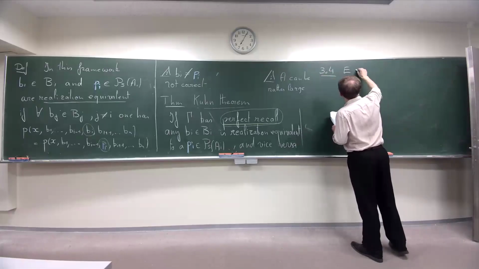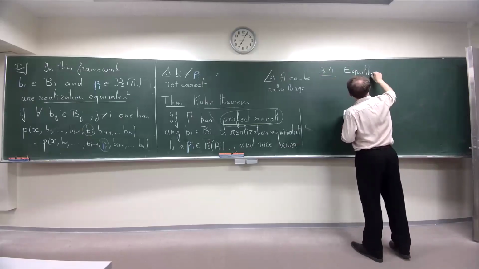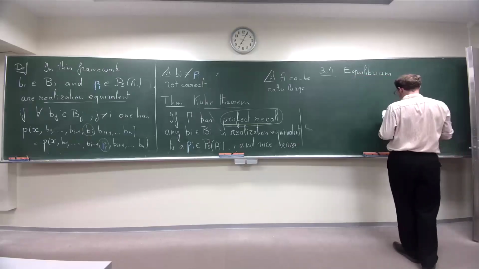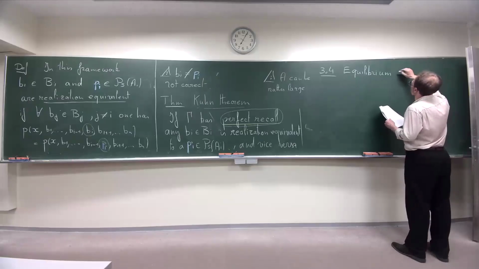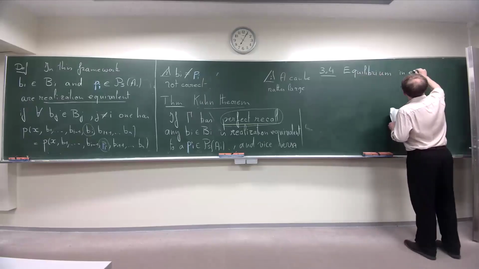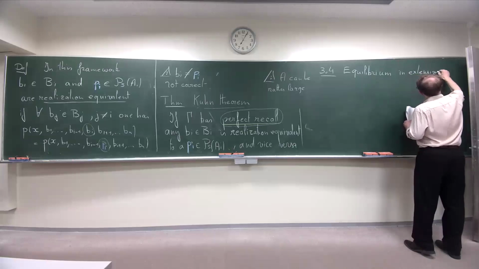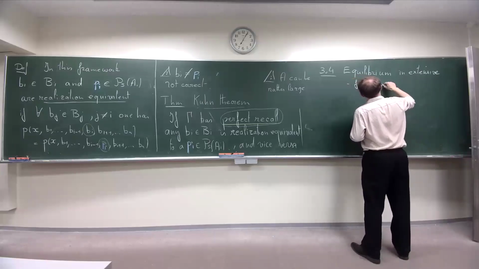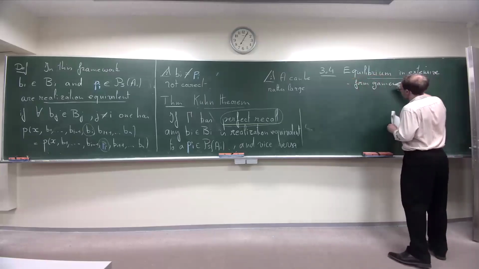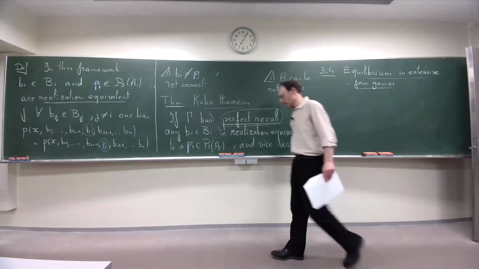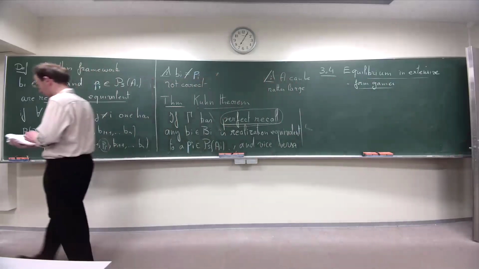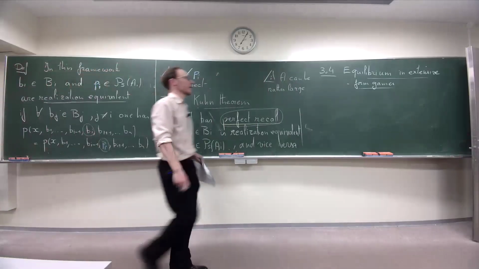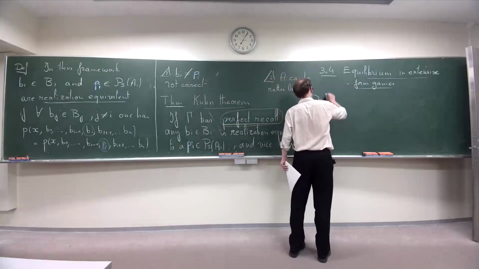Now let's move to equilibrium. But we will use this theorem in the future. Equilibrium in extensive form game. So we defined Nash equilibrium in strategic games, and we want to do the same here. And the first definition is essentially the same.